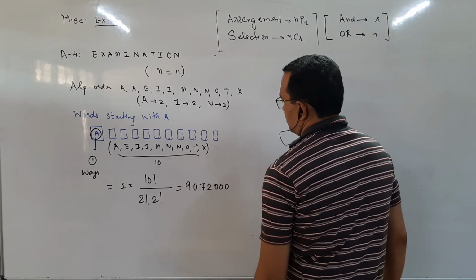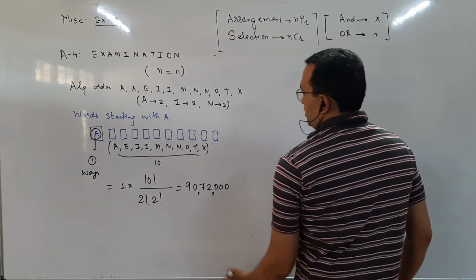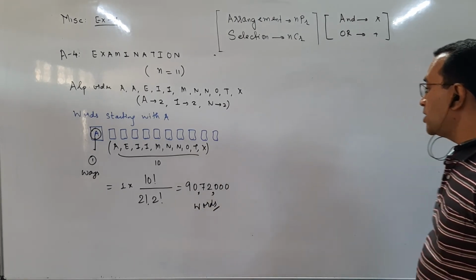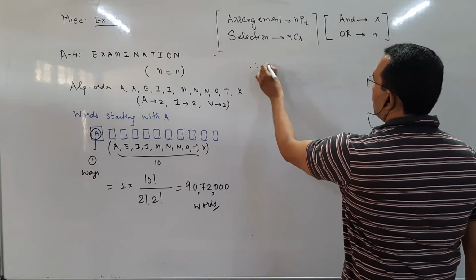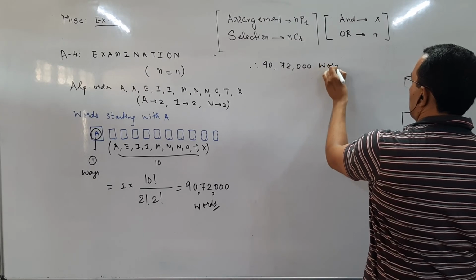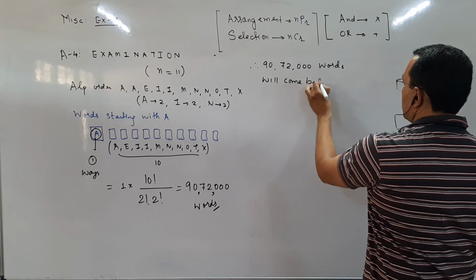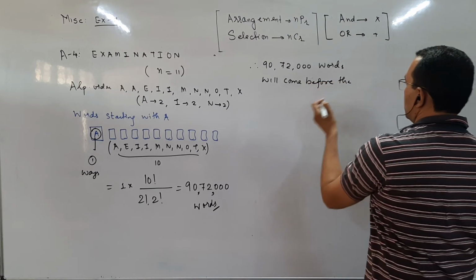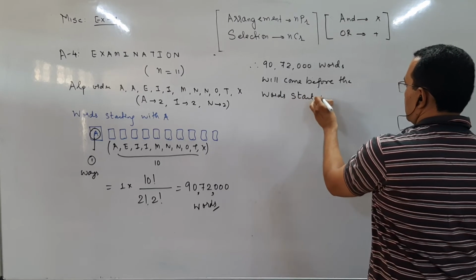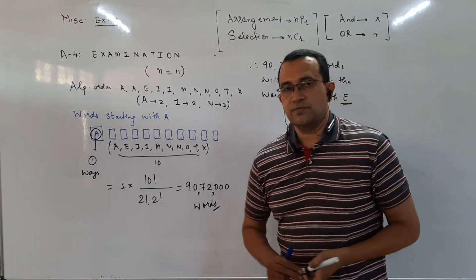907200. So this is 9,07,200 words. So indirectly this many words, therefore 9,07,200 words will come before the words that start with E. This is the main part of the concept.